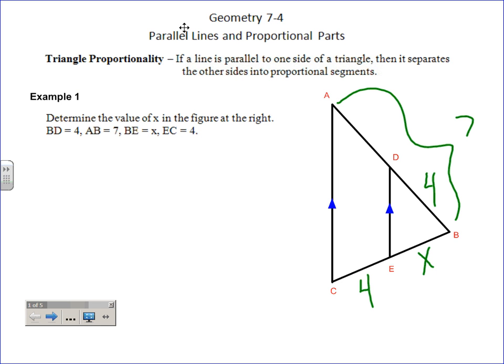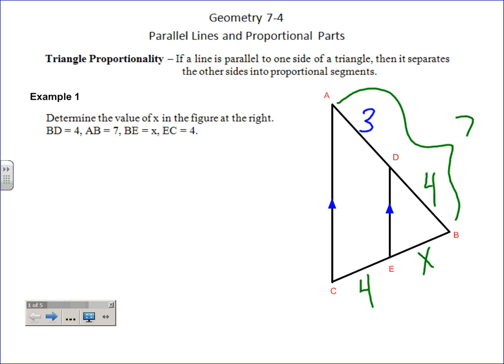Now, you can set up a lot of proportions here. There's not just one way of doing this. But I think a lot of you are saying, okay, CE is 4, but it'd be nice if we knew AD then. Well, do you know AD? Yeah, we can figure that out pretty easily, because if the whole thing's 7 and that much of it's 4, this much must be 3.